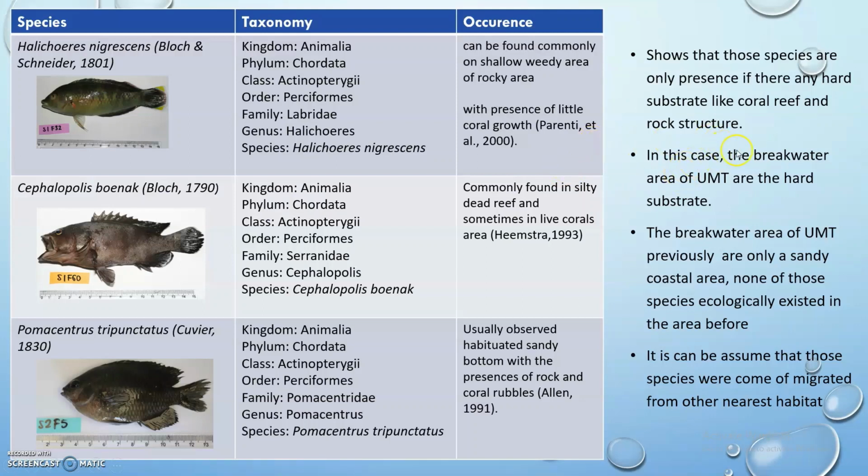So, in this study, the breakwater area of UMT is the hard substrate. The breakwater area of UMT was previously only a sandy coastal area. None of those species ecologically existed in the area before. So it can be assumed that those species migrated from other nearest habitats.